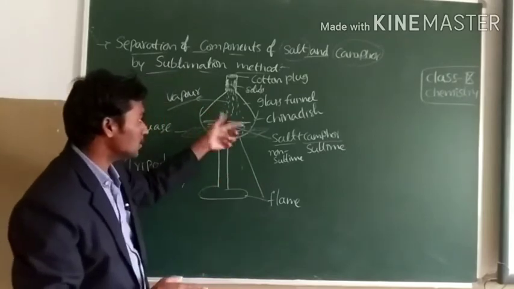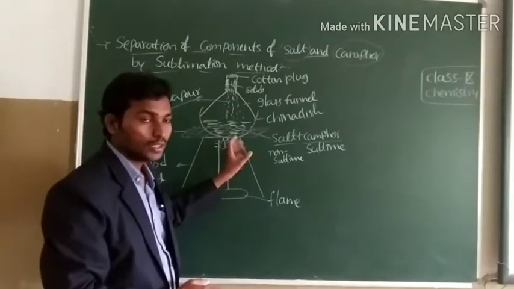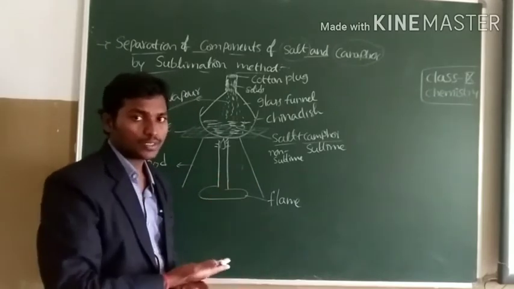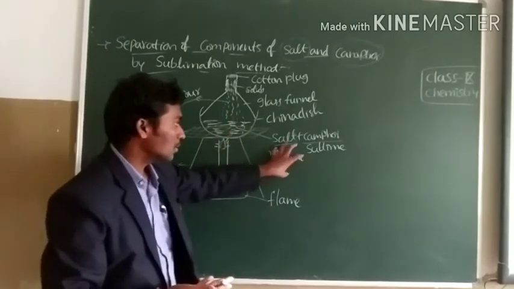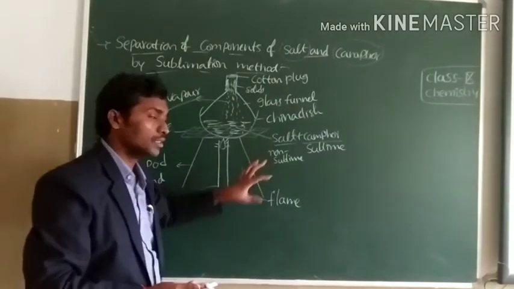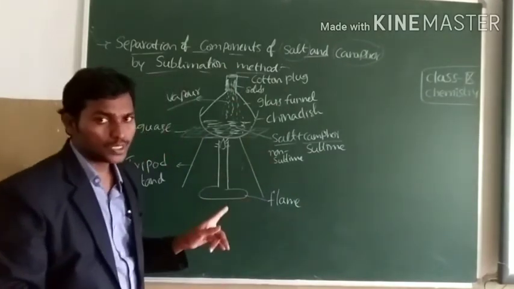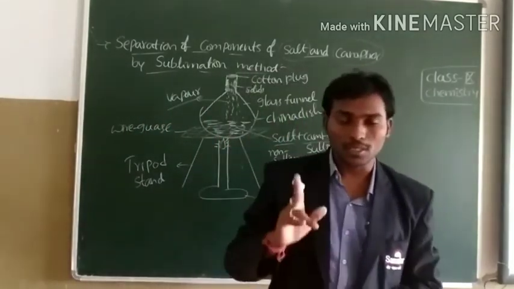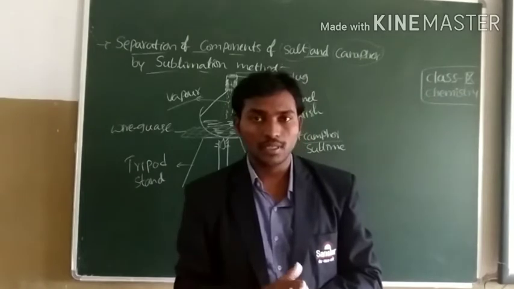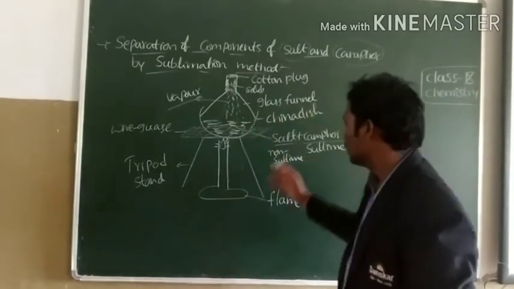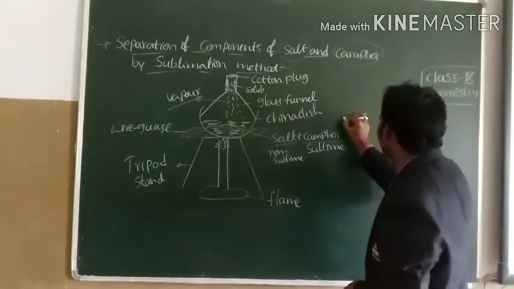Then the salt remains in the china dish. So this is the way we can separate the components of a mixture by the sublimation method. But the sublimation method requires that one of the components must be sublime in nature and the other component non-sublime in nature. Here the substances like ammonium chloride.